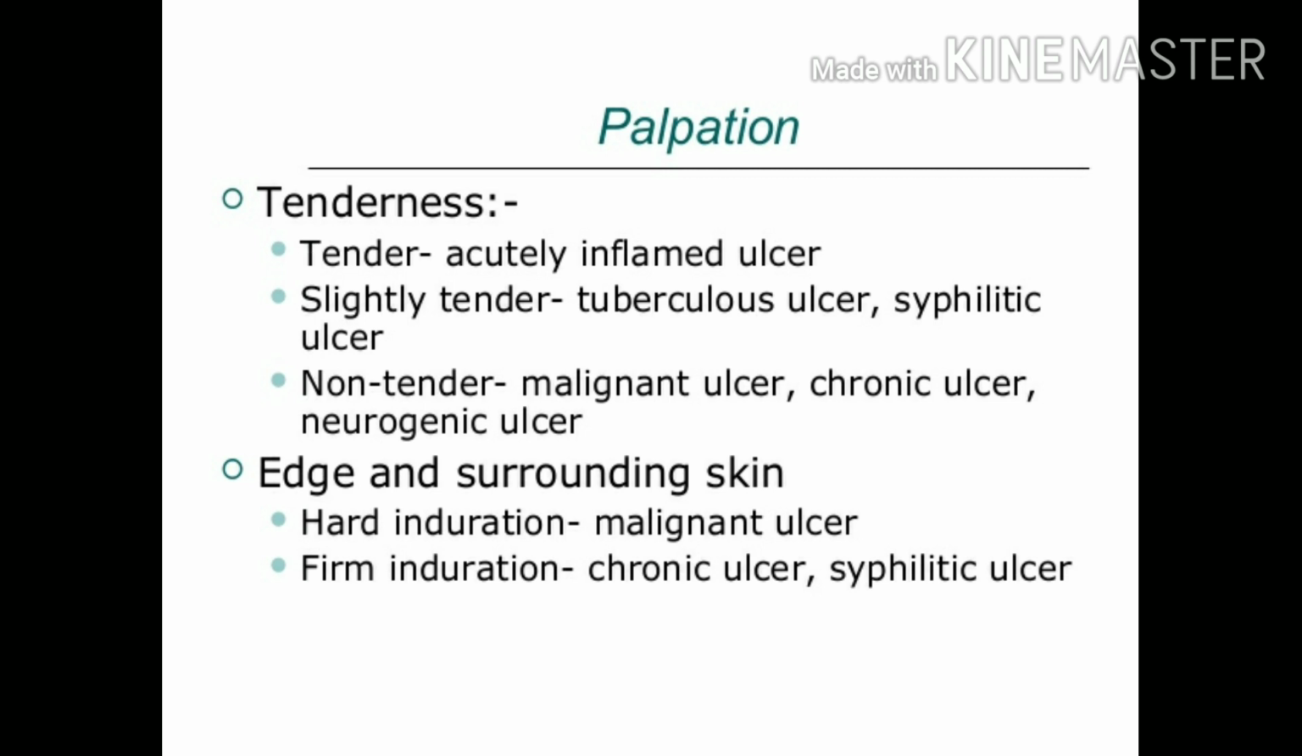About the tenderness, I think I have already included it in the previous slides. An acutely inflamed ulcer will be tender. Tuberculous ulcers or syphilitic ulcers will be slightly tender, and malignant, chronic or neurogenic ulcers will be non-tender. Edge and surrounding skin: hard indurated surrounding will be of a malignant ulcer, and firm induration will be of a chronic or syphilitic ulcer.